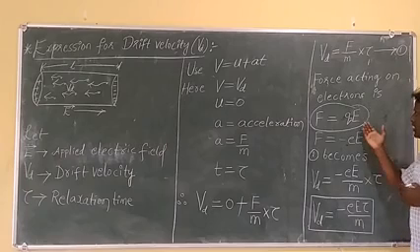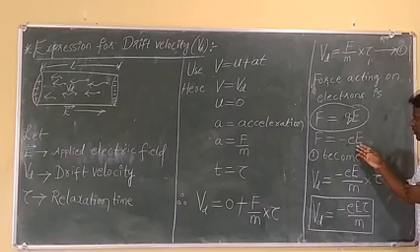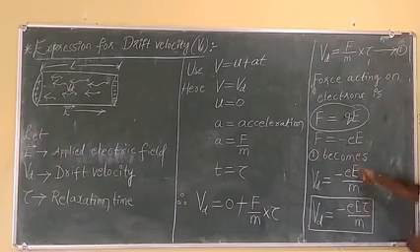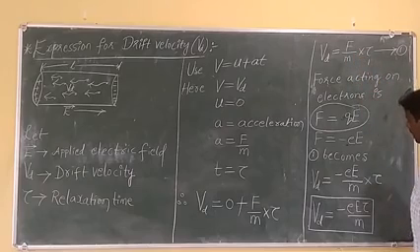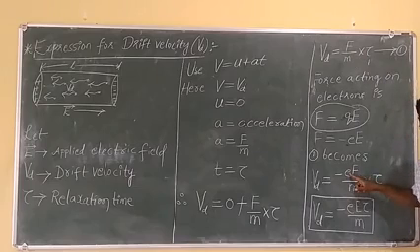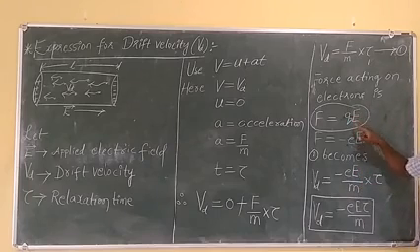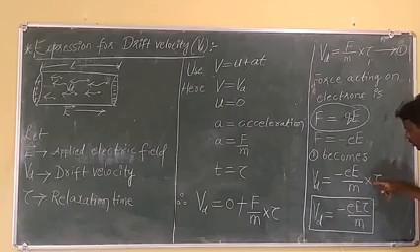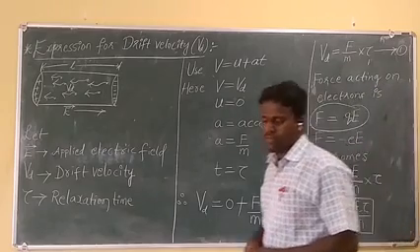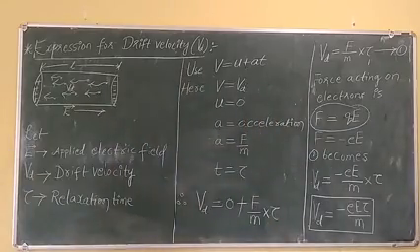Force on electrons: F equals QE. Here the charge of an electron is minus e, so F equals minus eE. Equation number 1 becomes Vd equals, in place of F, minus eE, where minus e is the charge of an electron and E is the electric field, multiplied by tau by m. So Vd equals minus eEτ by m. This is the expression for drift velocity.